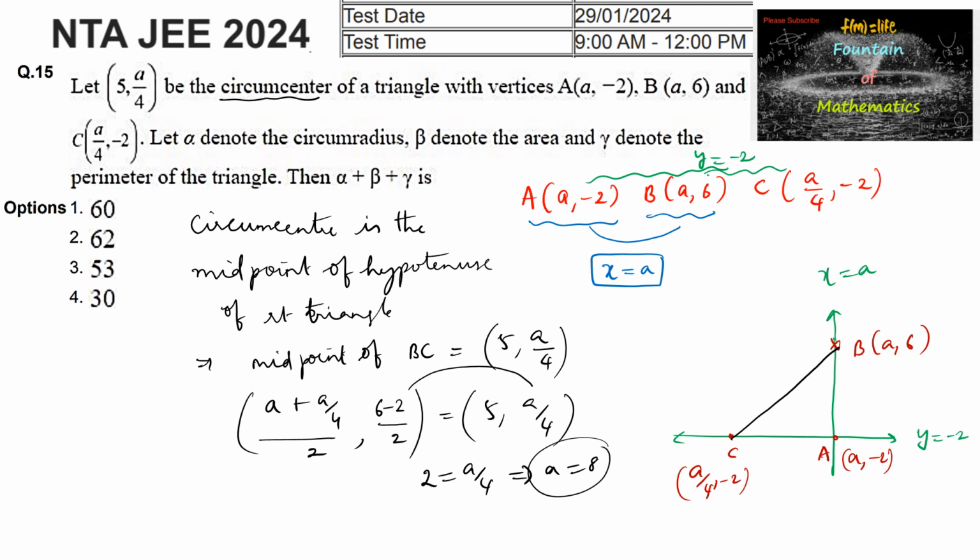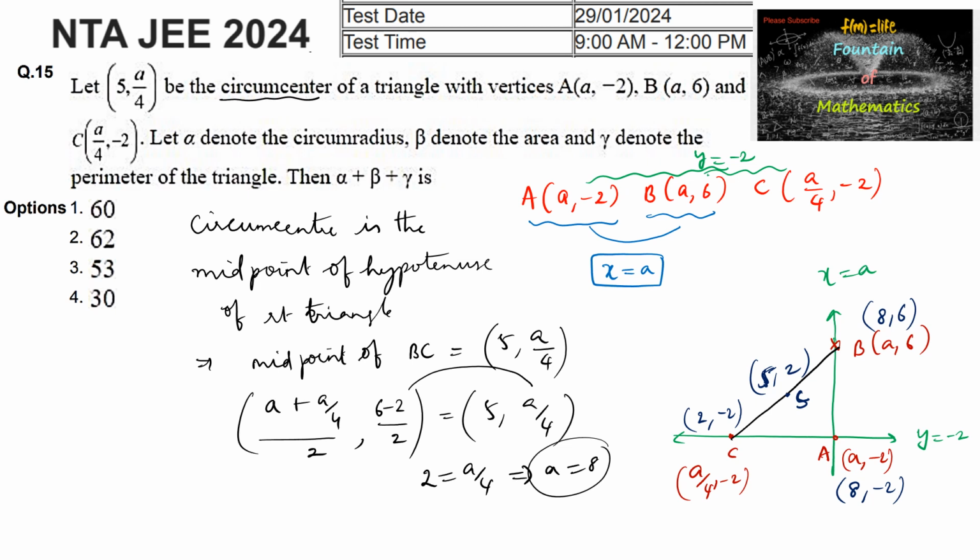When a is equal to 8, we can consider the points as 8 comma minus 2 for vertex A, 8 comma 6 for vertex B, and vertex C is 8 upon 4, that is 2 comma minus 2. Then the midpoint will be taken as the circumcenter. Let us take it as S: 8 plus 2 divided by 2, that is 5 comma, and 6 minus 2 upon 2, that is 2. So 5 comma 2 is the circumcenter.